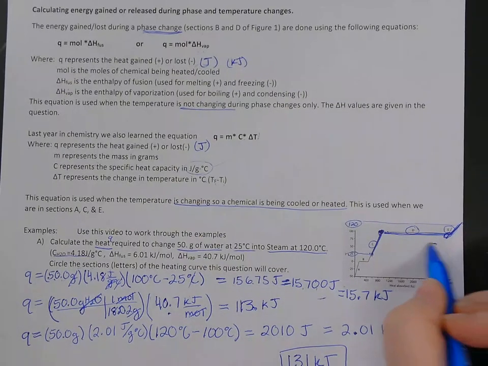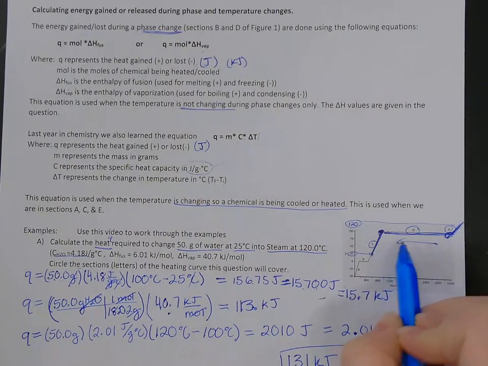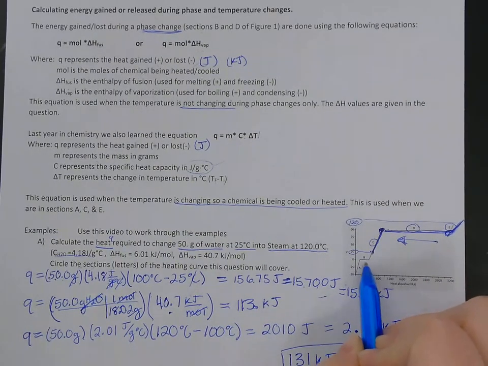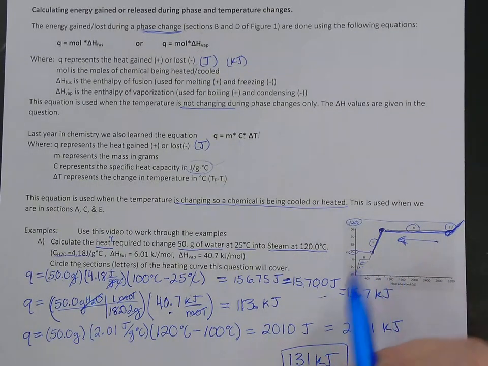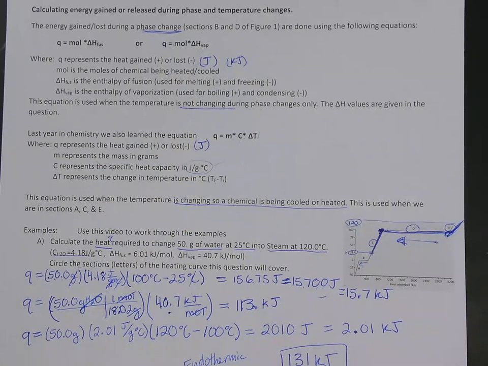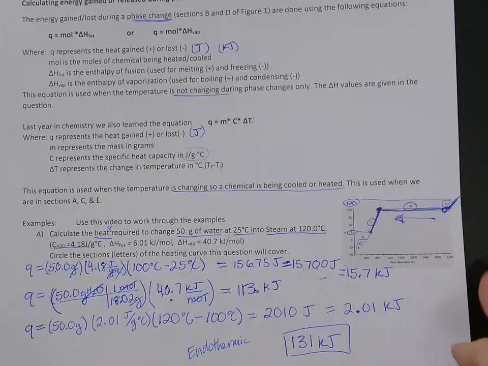If we were going the other direction and we were condensing the steam into liquid, or if we were in section B and we were freezing water or freezing something, solidifying it, those are going to be times when we have to make that value negative, so we make it exothermic. So this is all endothermic. Okay, we're adding energy. Okay, let's take a look at the next part.